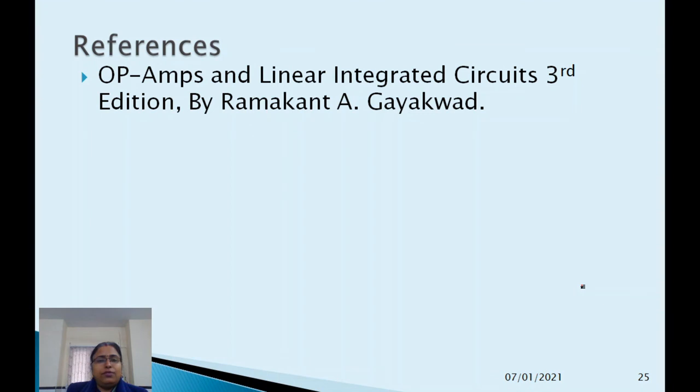So these are the references I have taken. In this book, all the differential amplifiers are very clearly given.